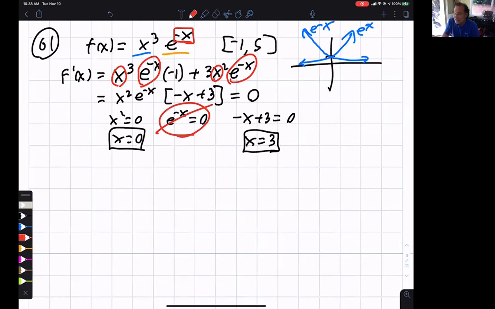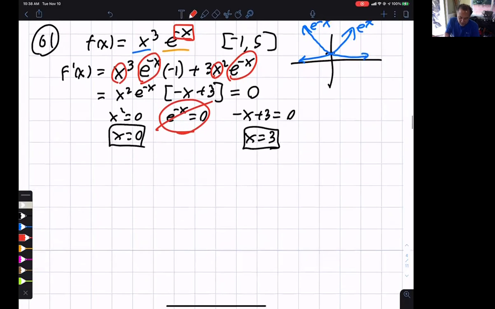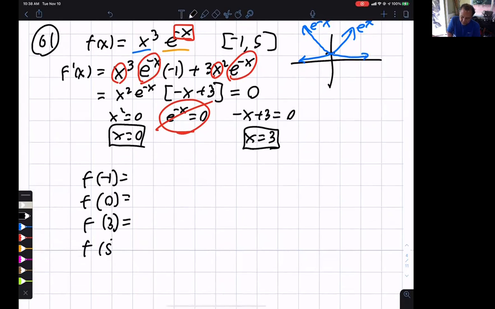Now maxes and mins occur at critical points or endpoints. So we need to find the y value at the endpoint, at the critical points, and at the other endpoint. Now again, this should make sense because the only possible max and min points are those 4 points. So to find the max or min, I need to find the y value at those 4 points.